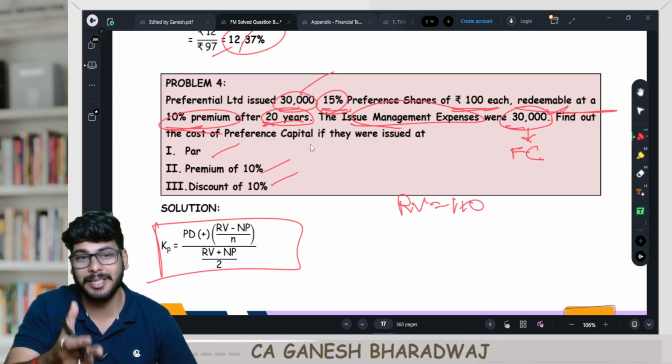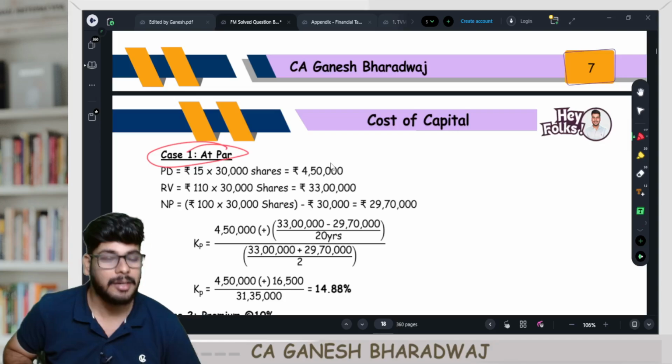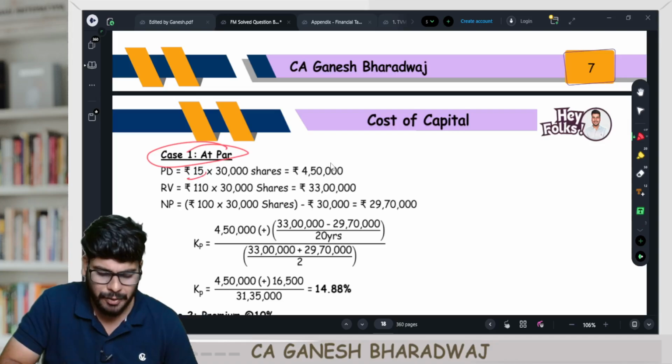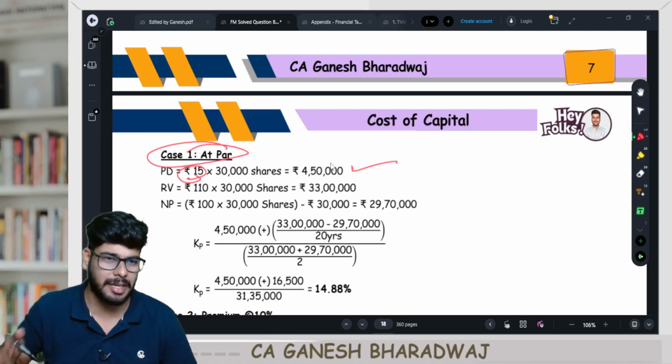That's why I'm telling you. Please understand this. Okay. So now what happens here? Case 1, it is issued at par. Guys, what happens? Preference dividend is 15 rupees into 30,000, 4,50,000. This will not change in any of the 3 methods.